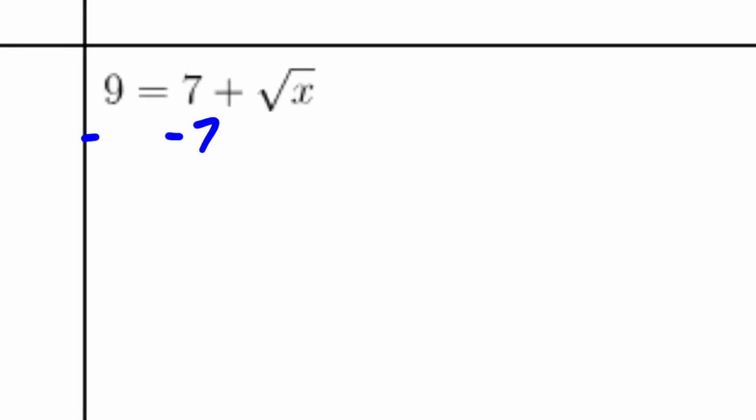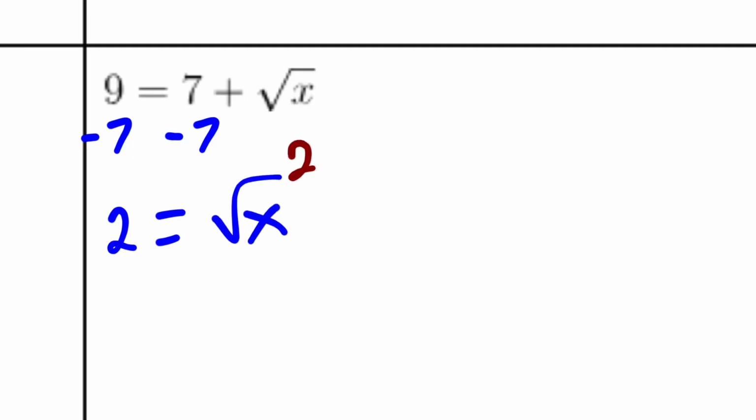First I subtract 7 from both sides, so I have 2 is equal to the square root of x. Then I square both sides to get rid of the square root. This tells me that 4 is equal to x.